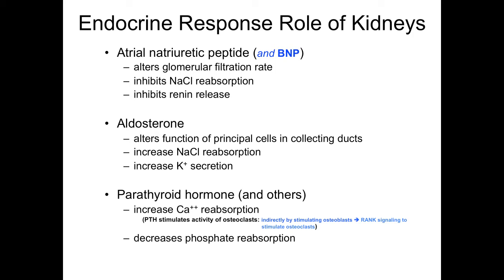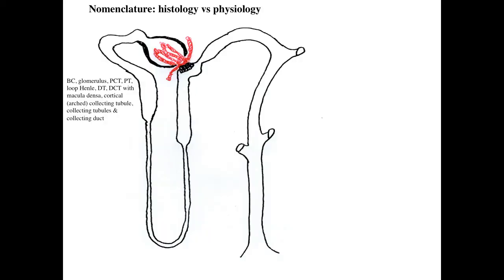Parathyroid hormone stimulates an increase in calcium reabsorption. Parathyroid hormone stimulates activity of osteoclasts. This is not related to its role in the function of the kidney, but parathyroid hormone stimulates osteoclasts indirectly by stimulating osteoblasts, and then by virtue of RANK signaling, the osteoblasts stimulate activity of osteoclasts. Parathyroid hormone in the kidney also causes a decrease in phosphate reabsorption.